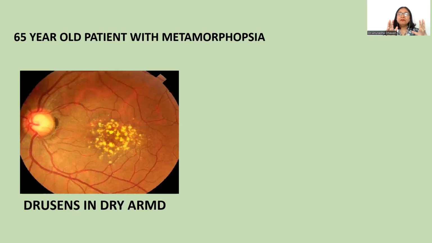So a simple way to differentiate drusen from hard exudates is that drusen will not have any retinal hemorrhages or any microaneurysms in the fundus picture. And of course, there will be some case history. If there is metamorphopsia in an old patient with no history of diabetes, you identify this as drusen in dry age-related macular degeneration. So I hope we have differentiated the hard exudates and the drusen there.